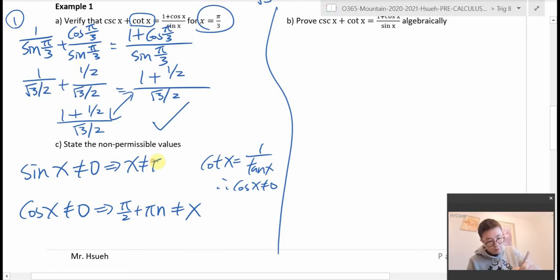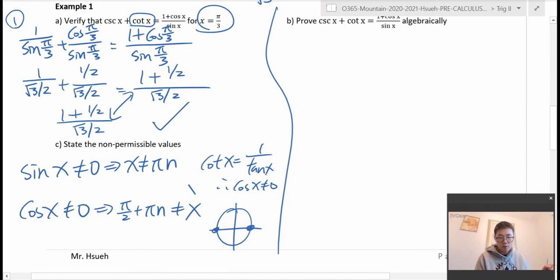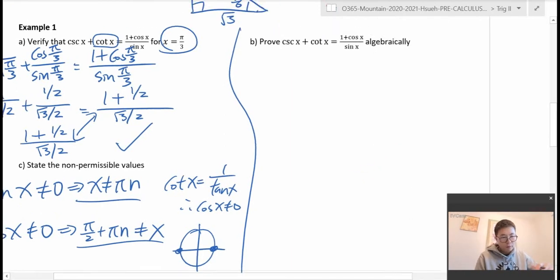Because sine, recall, is the y values, and the y values are 0 at pi, and 0, and 2 pi, and 3 pi, and 4 pi, and so on. So these would be our non-permissible values, or sometimes I call them the restrictions. So here we go.